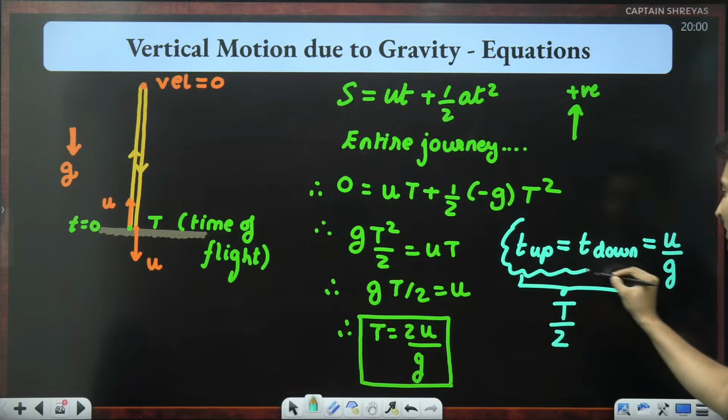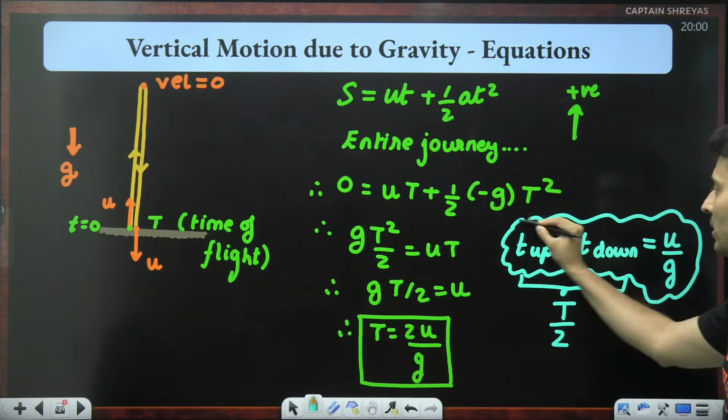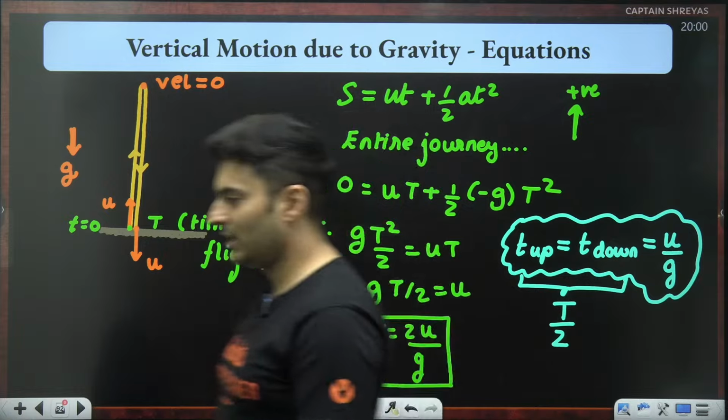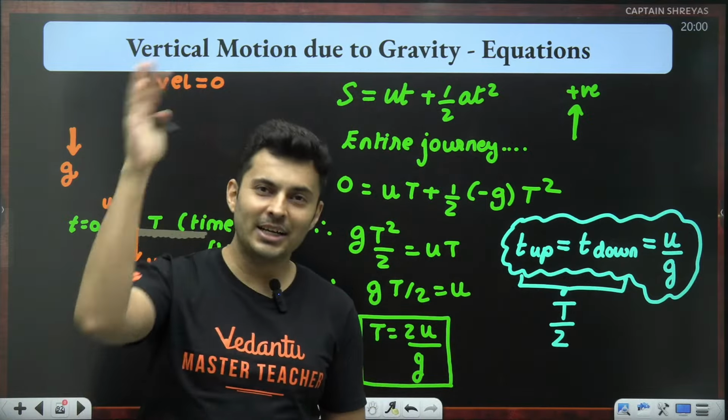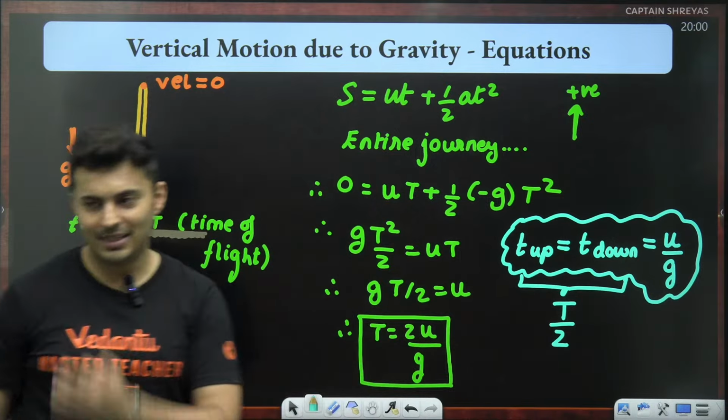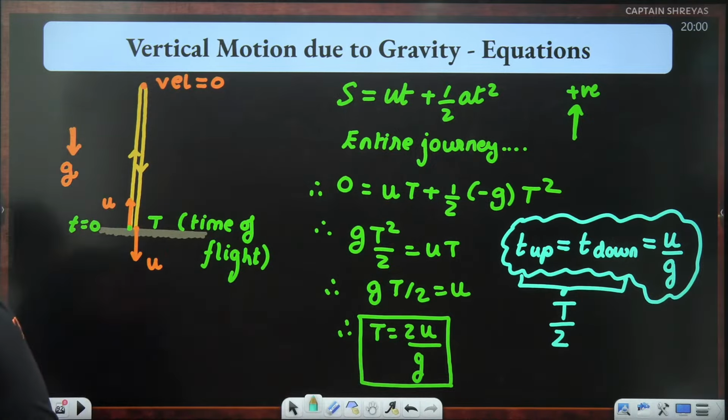So again, a very, very important relation that you should remember. Because the motion is symmetric, right? So u by g to go up, u by g to come down. So total time is 2 times u by g. Remember this. Exactly. Can we use v is u plus at formula?